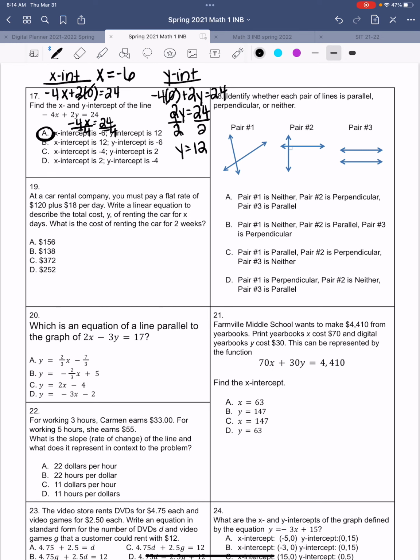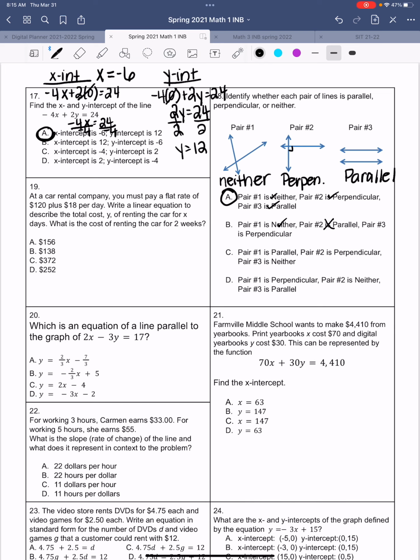All right, number 18. Number 18 is asking about parallel, perpendicular, or neither. If I look at number 1, it is not parallel or perpendicular, so that's neither. Number 2 has that right angle, so that's going to be perpendicular. And then pair 3 is going to be parallel. So you're looking for the answer choice that says that. Number 1 is neither, that's correct. Number 2 is perpendicular, that's correct. Number 3 is parallel, that's correct. So the correct answer here is A. If you had read the other ones, you would see that this is correct for pair 1, but pair 2 is not parallel, so that wouldn't work. So you're just comparing which ones were identified correctly.